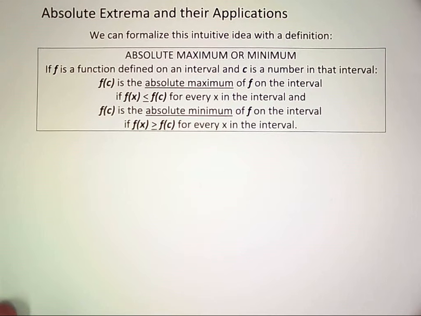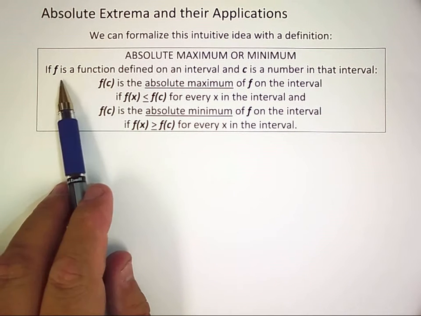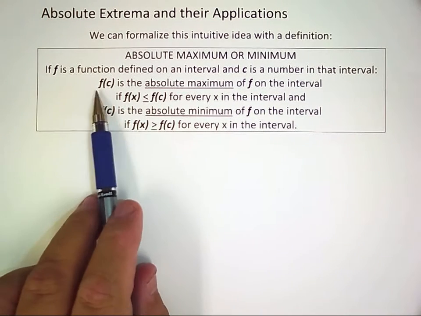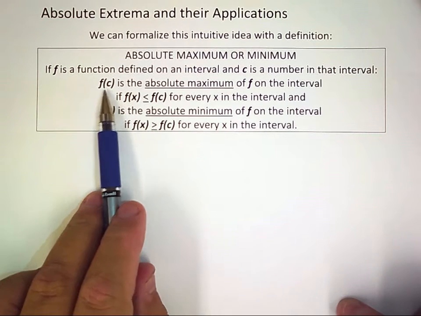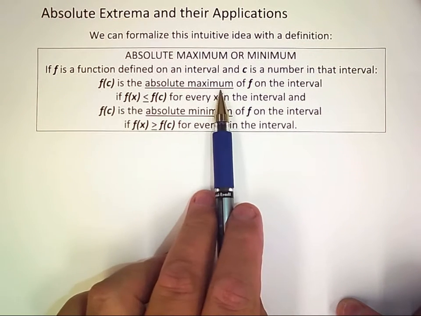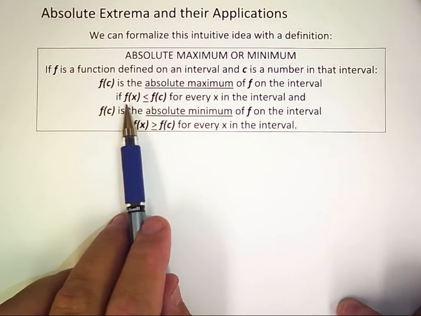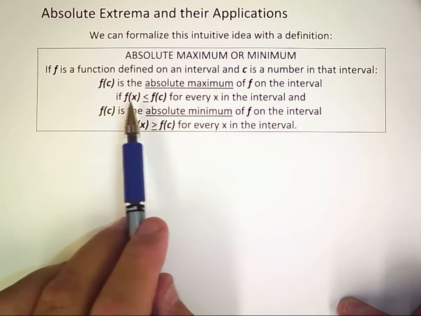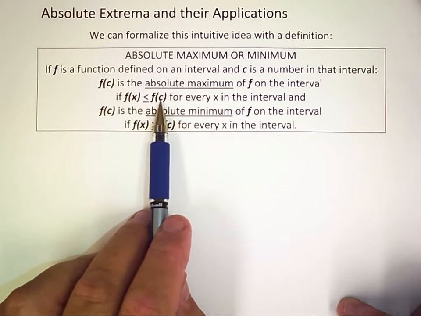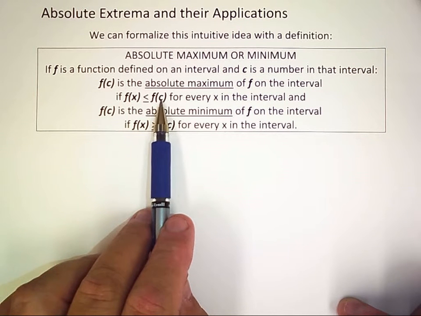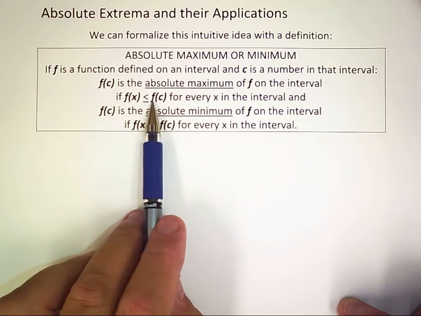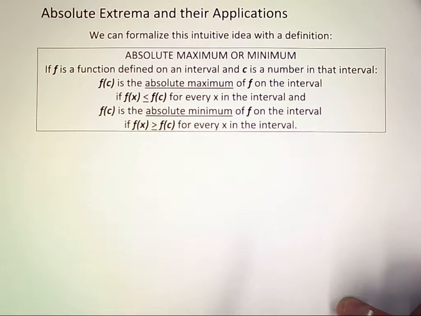I do want to formalize it a little bit by giving this definition. If a function f is defined on an interval and c is a number in that interval, then f of c, the y value at x equal to c, is the absolute maximum of the function on the interval if f of x is less than or equal to f of c for every x in the interval. In other words, if you calculate the y value for that x value at the maximum, there is no other x value when you calculate its y value that's any bigger than that y value.